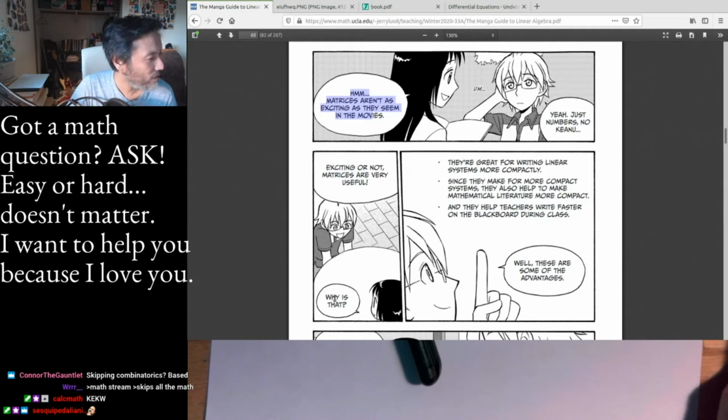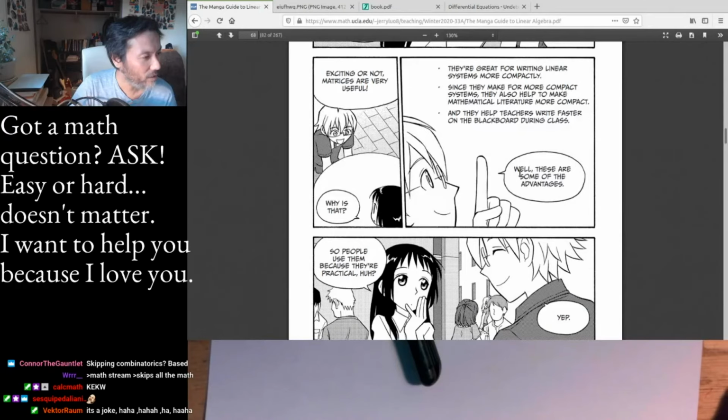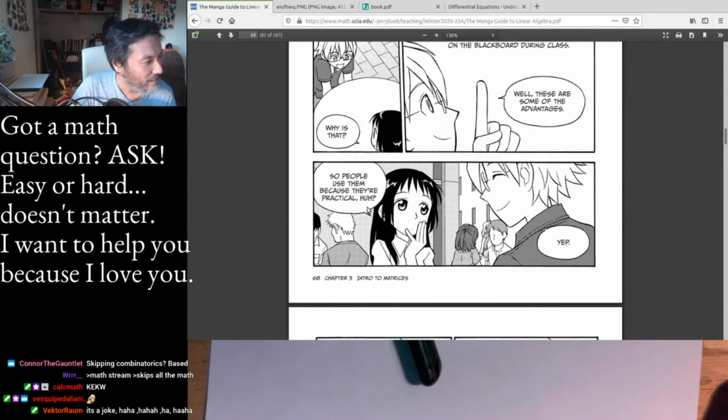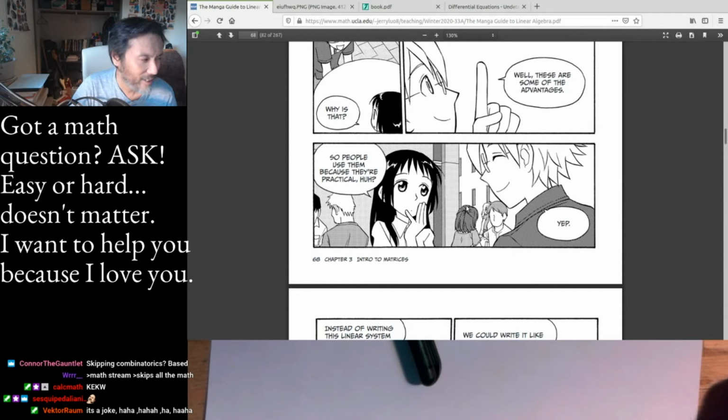Why are matrices useful? They're great for writing linear systems more compactly. Since they make for more compact systems, they could also help to make mathematical literature more compact. And they help teachers write faster on the blackboard during class. Well, those are some of the advantages. So people use them because they're practical, huh? She looks bewildered. Who gives a shit about practicality, right?